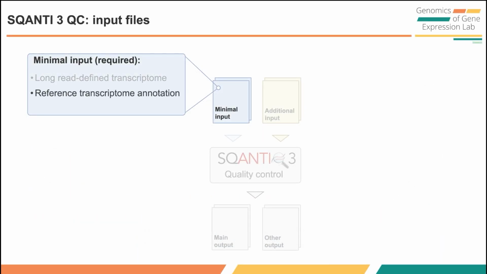The second one is a reference transcriptome annotation in GTF format. This file will be used as a reference to describe the novelty across long-read transcripts. Finally, a reference genome is needed in FASTA format, for example, HG38.